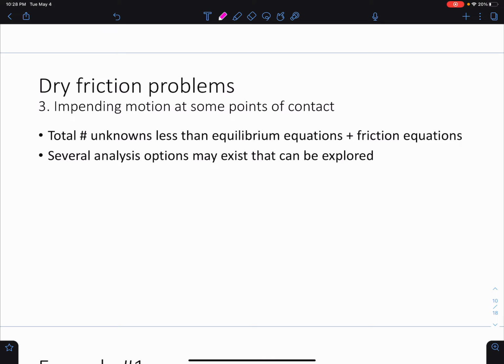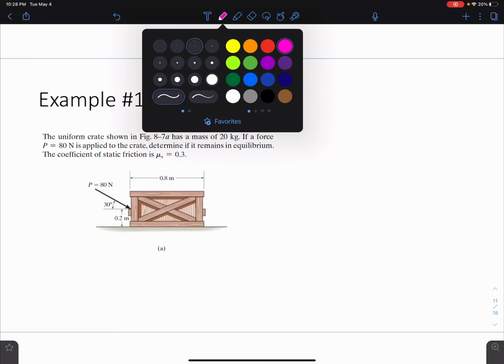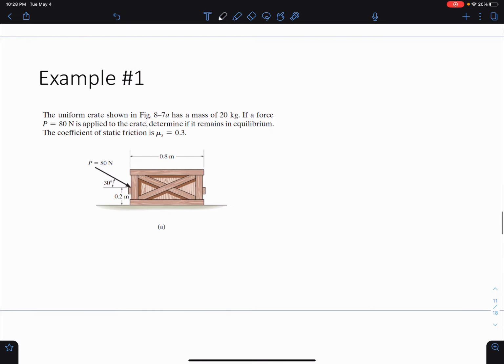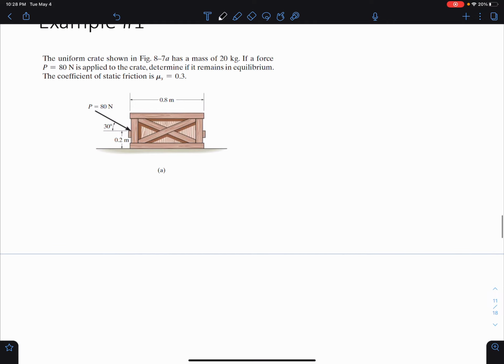Now, let's go ahead and try a couple of examples here. Okay, so we have a uniform crate and we're given a mass of 20 kilograms. If a force of P equals 80 is applied to the crate, determine if it remains in equilibrium, and we're given the coefficient of static friction. So I like to think of this topic as mainly a review because you've already seen these problems in physics, which is a prerequisite for this class. If you're wondering why this looks so familiar, it's because you've done these problems several times in your physics mechanics class. So we're going to basically do it again here just to make sure that this concept is clear from the statics perspective.